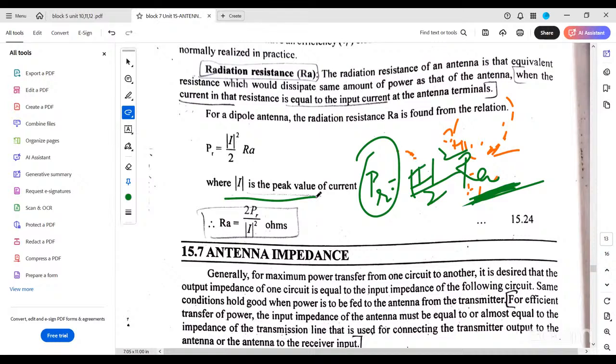If you get a short question, you have to write these definitions. What questions will you get? Gain of the antenna. Maybe in previous years' assignments this question was also given, gain of the antenna. It is a 5 marks question. Another question is from antenna impedance.